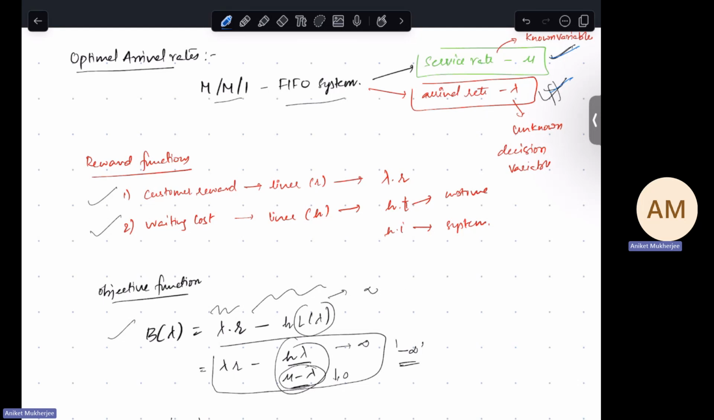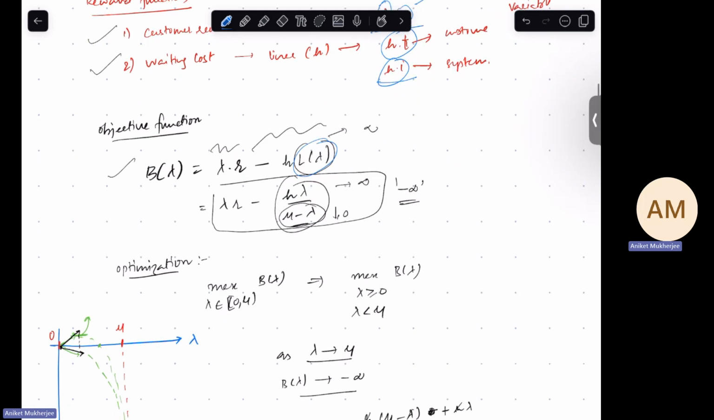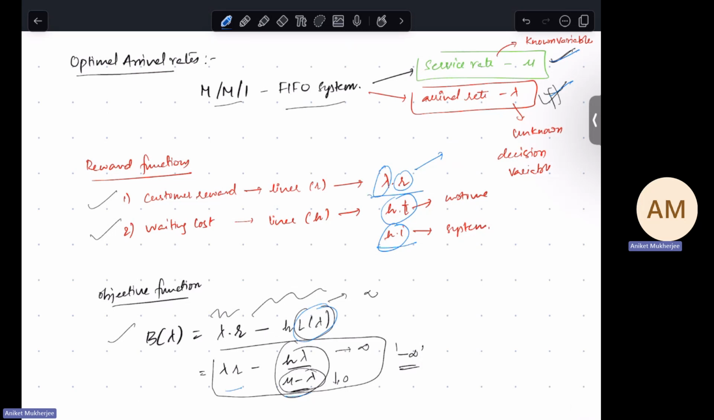we have a reward here. Each time a customer is served, the customer is rewarded. The expected number of customers served is lambda, so lambda into R is the reward. Waiting cost is the same as last time, H into T, which the system looks at as H into I. Similarly, we have the objective function B of lambda, that is lambda R minus H into L of lambda. This function is the same as last time: lambda R minus H lambda by mu minus lambda, right? We want to maximize this reward, so that the system gets a huge reward.